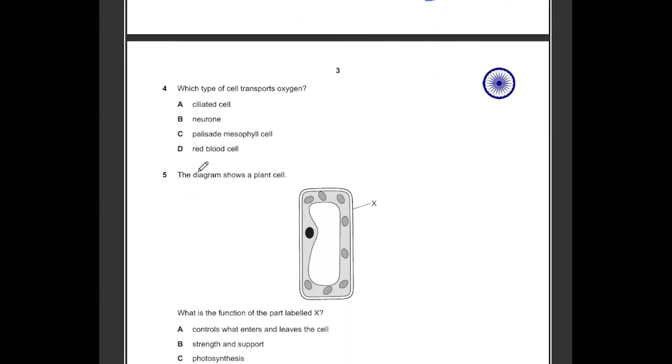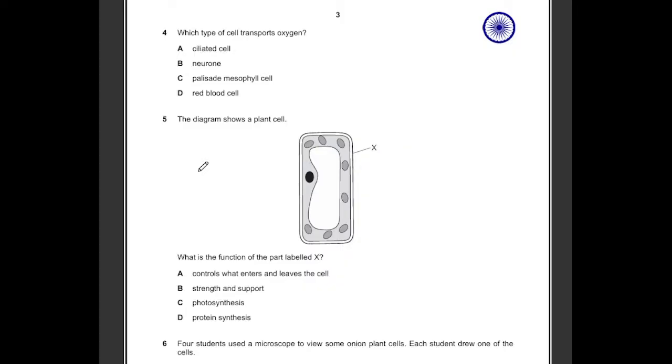Okay, moving to the next one. Which type of cell transports oxygen? Is it ciliated, neuron, specialized mesophyll, or red blood cell? Of course it's a red blood cell, no doubt about it. This is from chapter 2, specialization of the cell. Remember these topics. Now, what do ciliated cells do, by the way? They help in trapping dust. Neurons help in transmitting electrical signals.